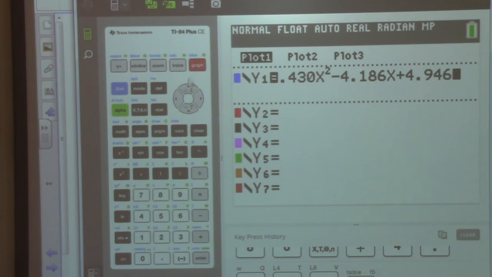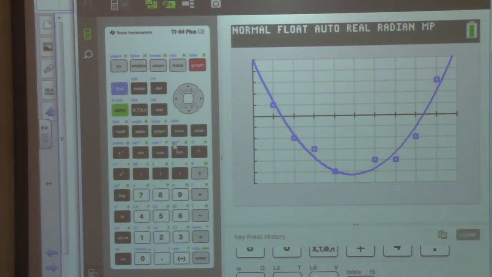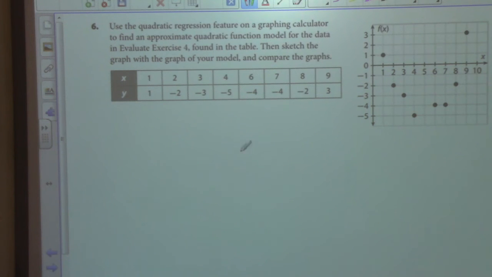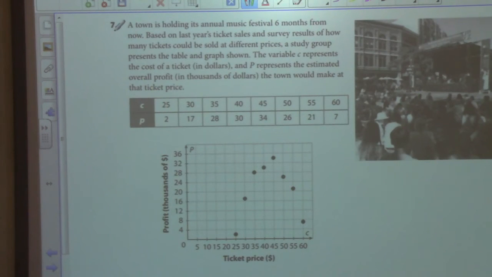Look at this graph, see how that looks. Does that fit pretty well? Yeah. Okay. Any questions on that? Okay, what I want you to do now is go to number 7 and work that out. The town is holding an annual music festival 6 months from now, and so forth.